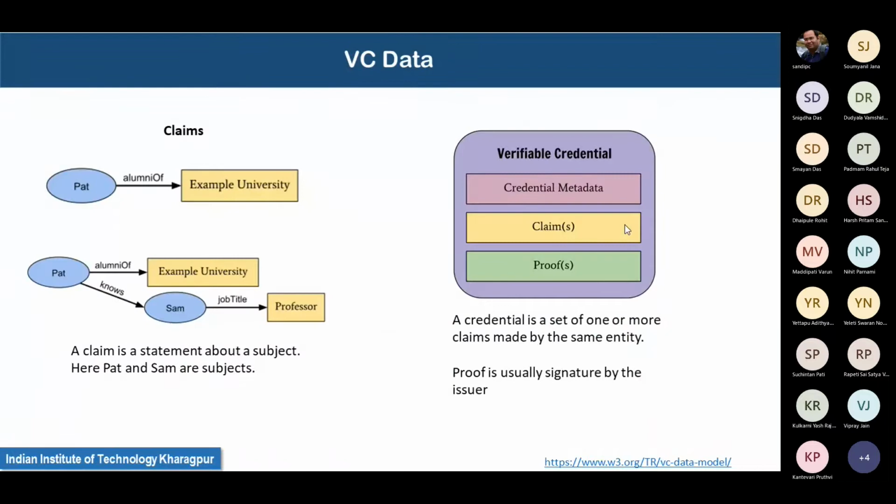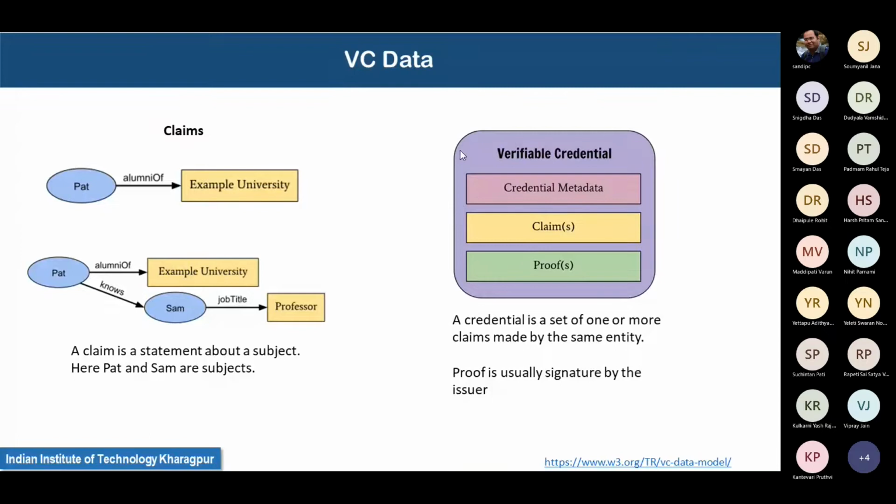Now, if we see what this VC data contains, these are claims like, say, Pat is alumni of Example University. So this is what we just now mentioned. Example University is issuing the VC to the holder Pat. And this itself can be a little bit more complex, or it can have different types of such connections. So Pat knows Sam, and Sam has a job title of professor. In this case, maybe Sam's job title of professor is given by the employer of Sam, which could be some other university, Example two University, and Pat can self-certify that I know Sam. So that is what I was talking about.